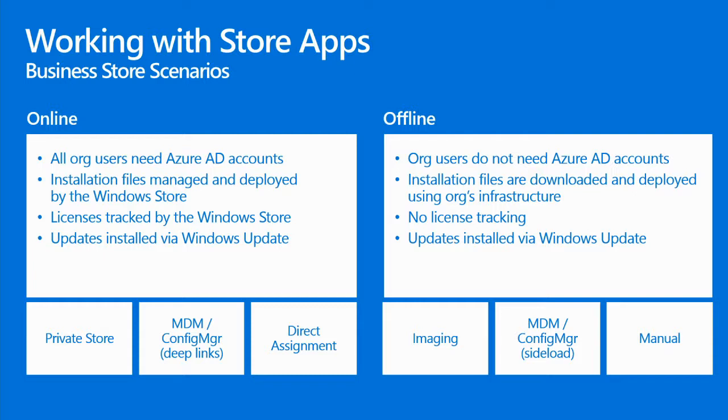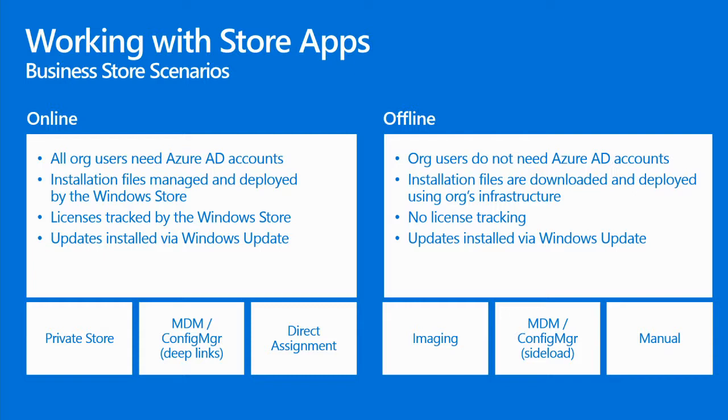So online, we have the ability to do a private store within the Windows Store, where basically you launch the Windows Store client. When you're logged in with your AD or AAD account, you see a Contoso Apps section in there. You can select the app you want and install it. You can have deep link type pushes through MDM or Config Manager, or you can directly assign a license to the end user. All of those scenarios work just fine. All of those are Azure AD dependent.